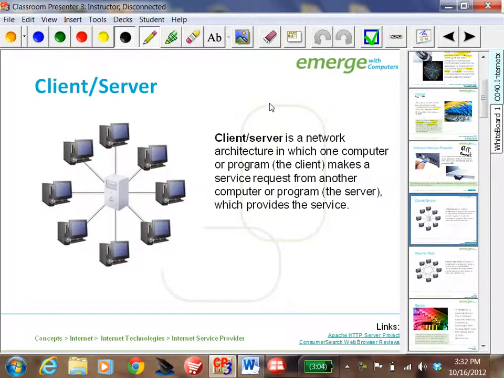Another thing about the internet technology is that it uses something called the client server model, or the client server architecture. So there are all these computers on the internet that are servers.